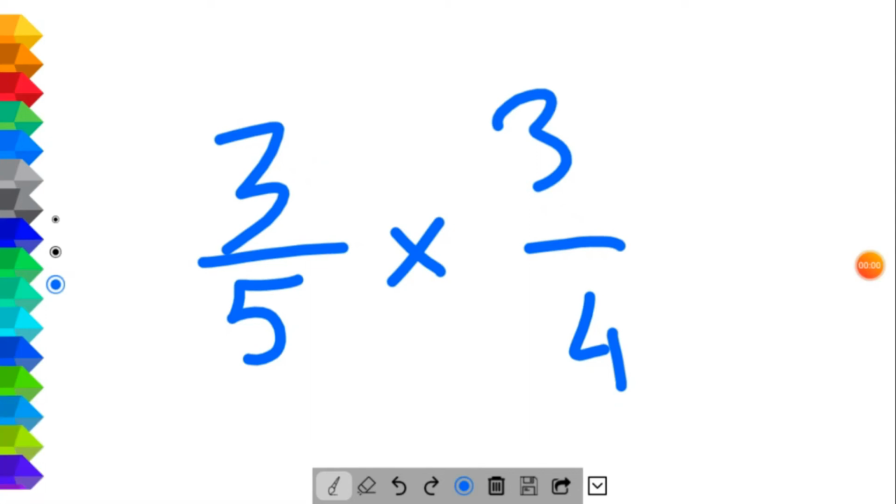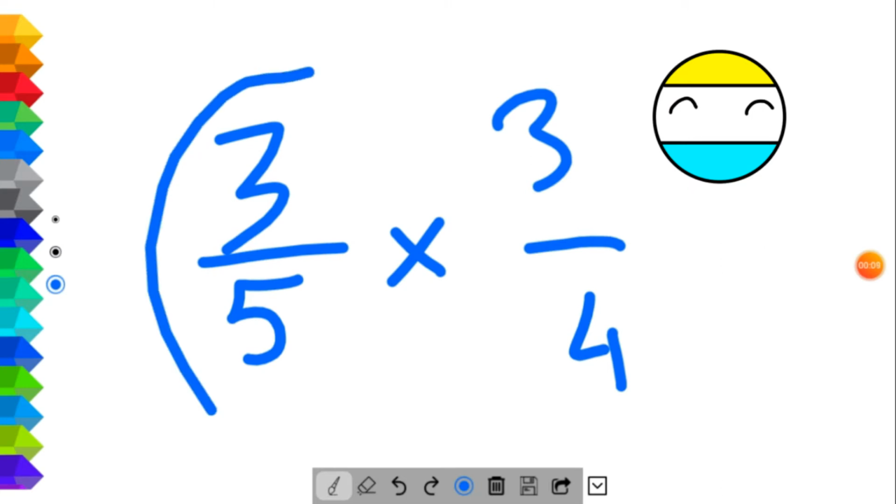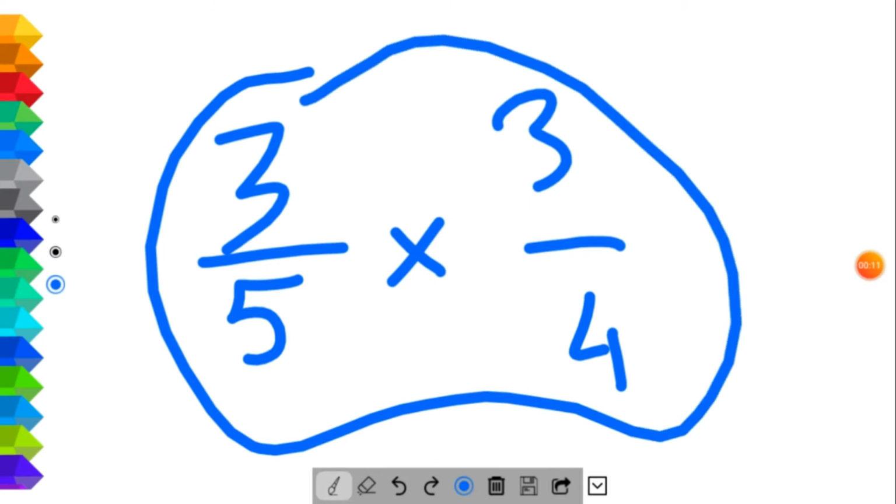So we'll see in this video how to multiply fractions with unlike denominators. Over here you can see I have the problem 3/5 times 3/4. To get us started, I'm going to show how to do it. We do not need the multiplication sign right now, so it's just 3/5 and 3/4.